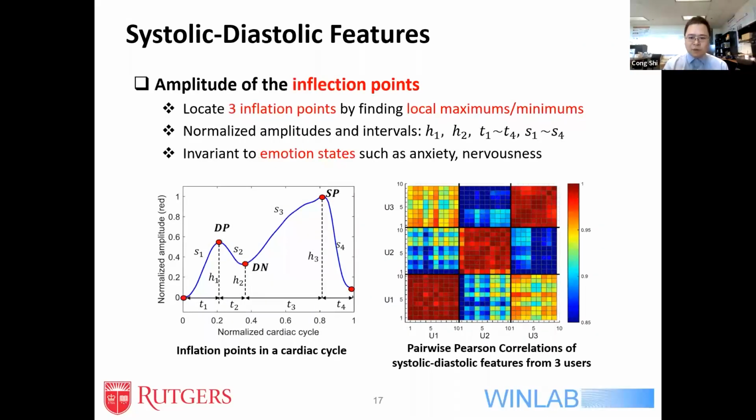In this work, we extract systolic features from the cardiac waves to characterize the cardiac motions. We localize the inflection points by searching for a local maximum and minimum within each cardiac cycle. And normalized time intervals will be our cardiac features to represent the user's identity.